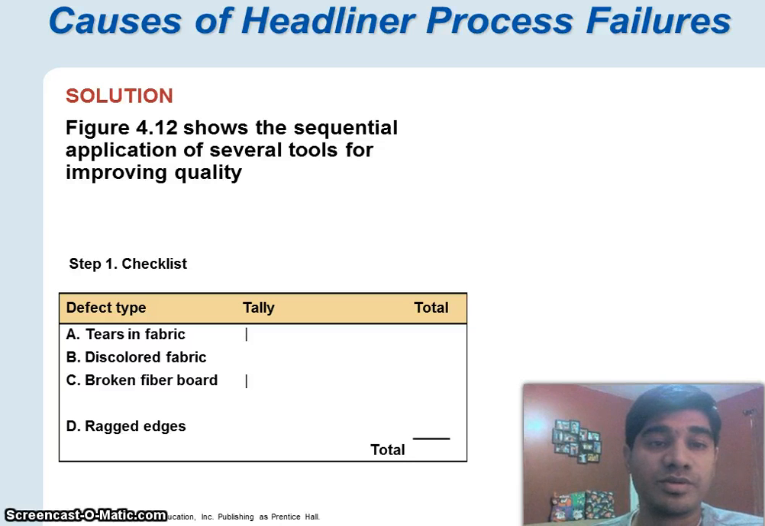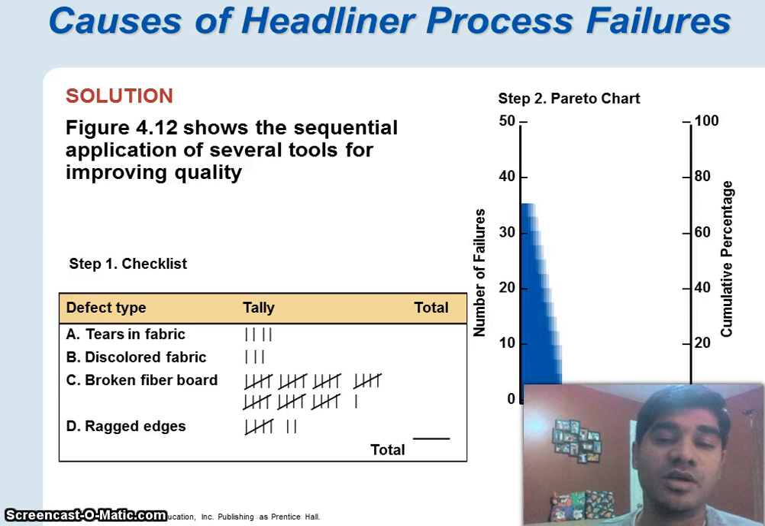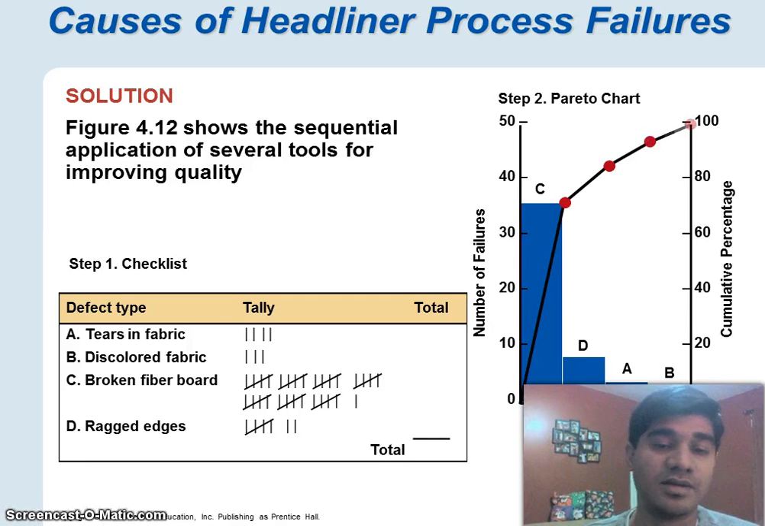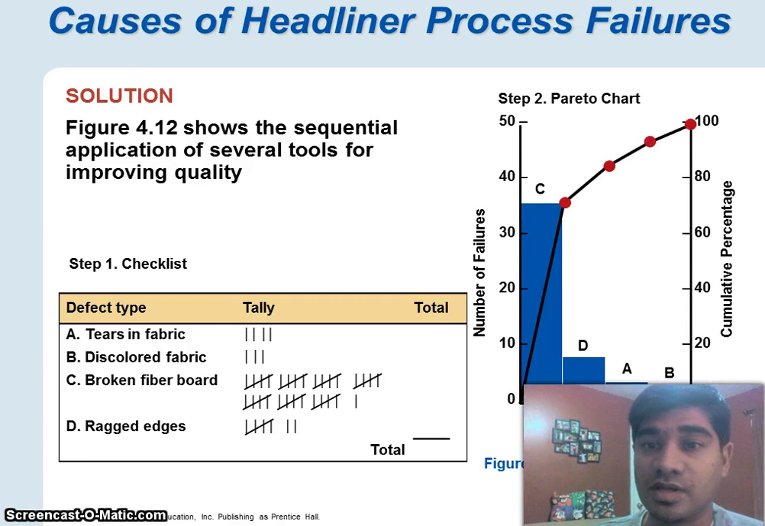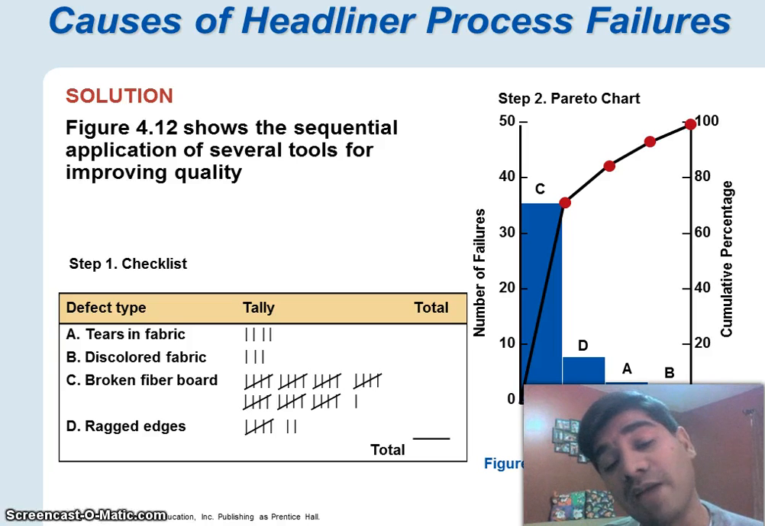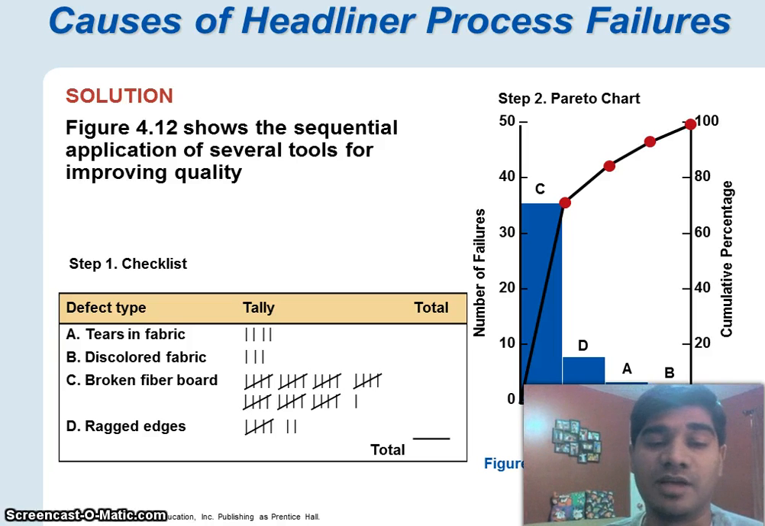So here's how the data is being collected. You have tears in the fabric, you can have discolored fabric, you can have a broken fiber board, and as this person is collecting data, you can see that all of that data was collected using a checklist, and now a bar chart, or a Pareto chart using a bar chart, has been created. And as you can see, C has the biggest rate of happening among all the different defect types.